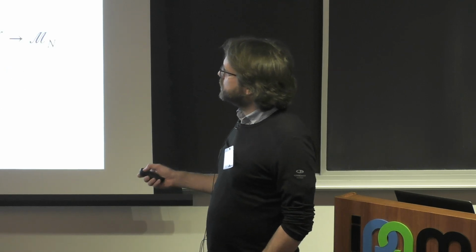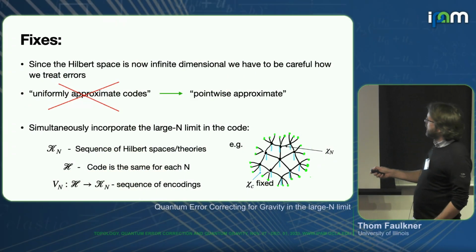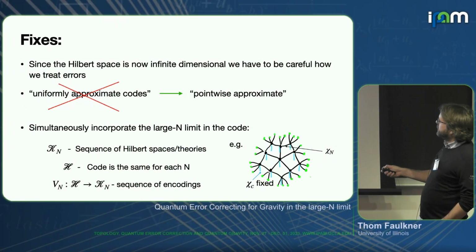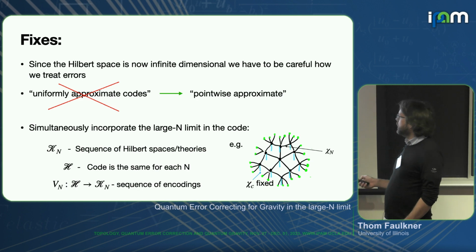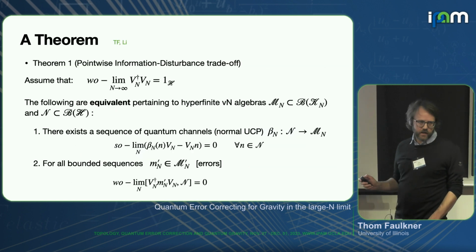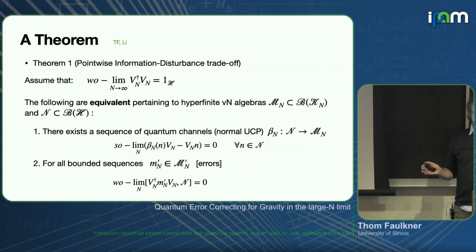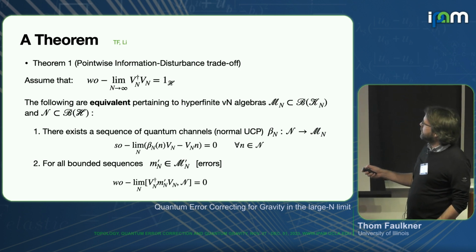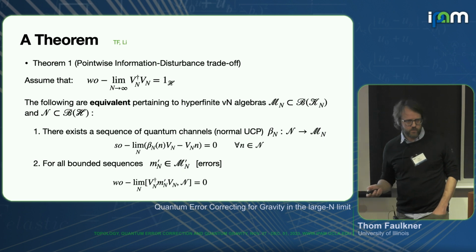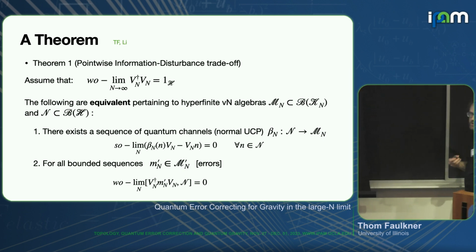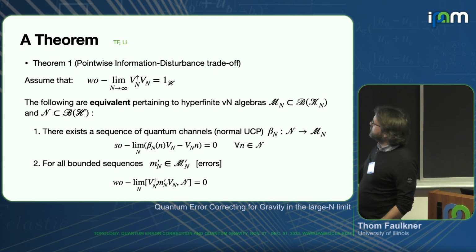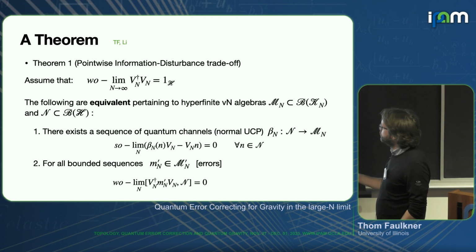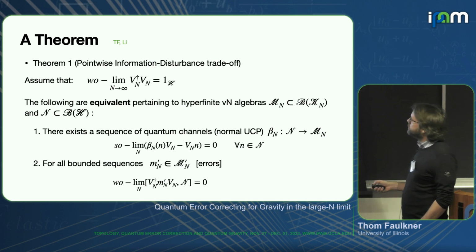So now, to motivate this new kind of picture of approximate codes, I'm going to prove a theorem, okay? The theorem is a generalization of the theorem that I flashed before, which I didn't give a name, but is sometimes called the information disturbance tradeoff, I think. So this is a generalization of that. It's called the pointwise information disturbance tradeoff.